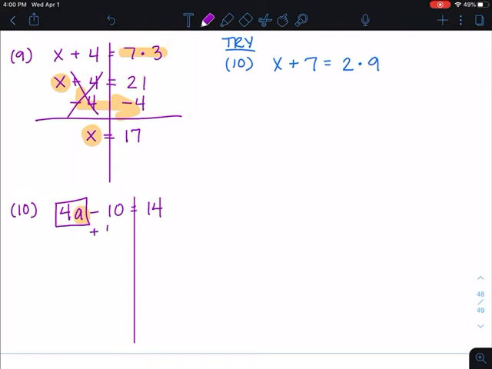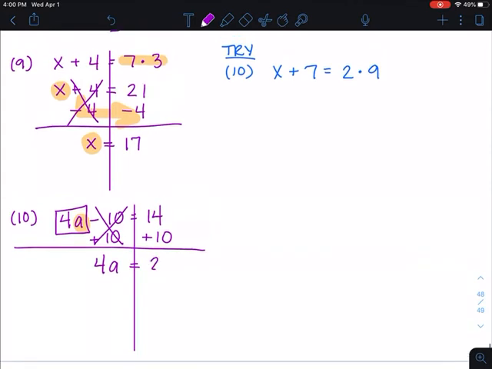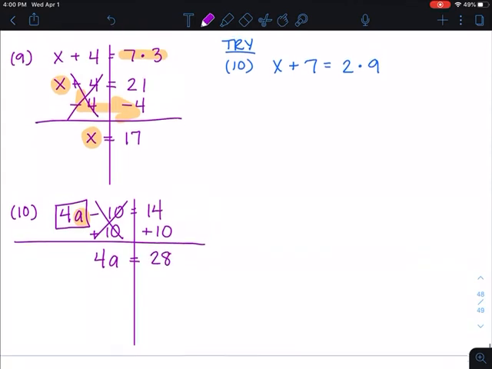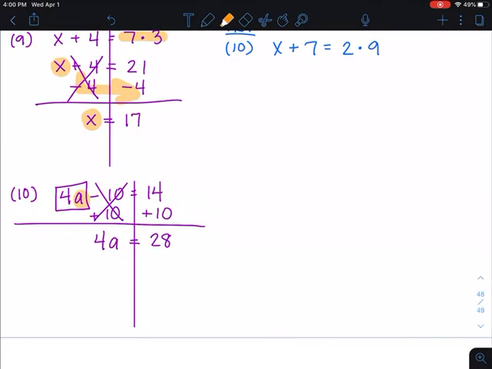So, to get rid of a minus 10, the opposite of subtracting is adding. So we will add 10 to both sides. This will cancel our 10s there, which gives me 4a is equal to 14 plus 10, and 14 plus 10 is 28.